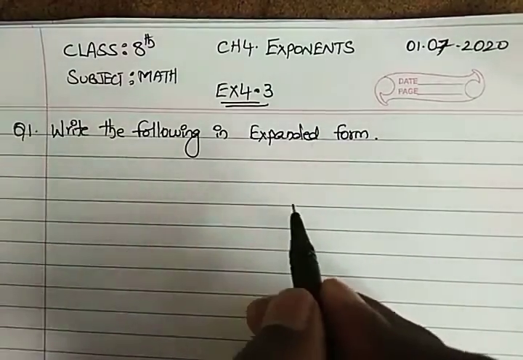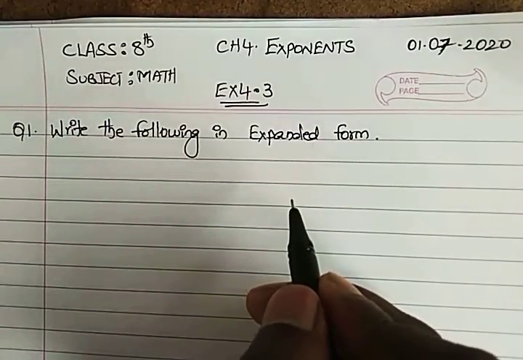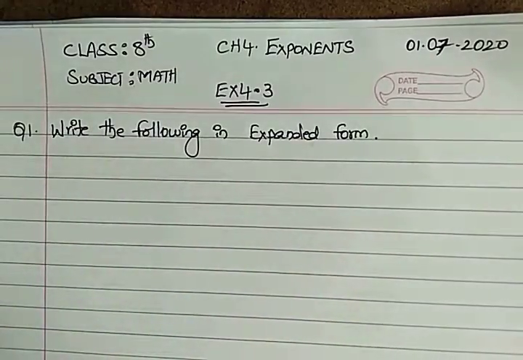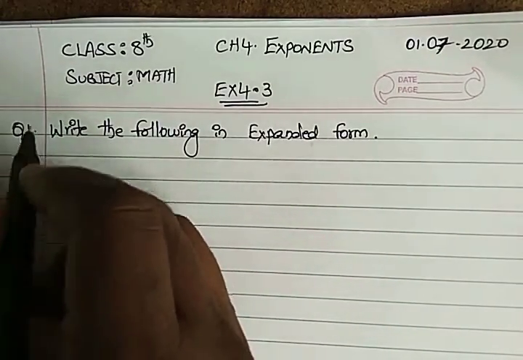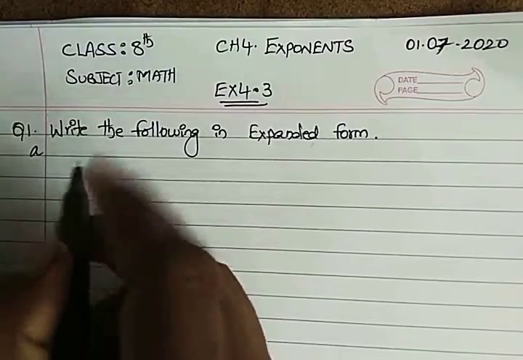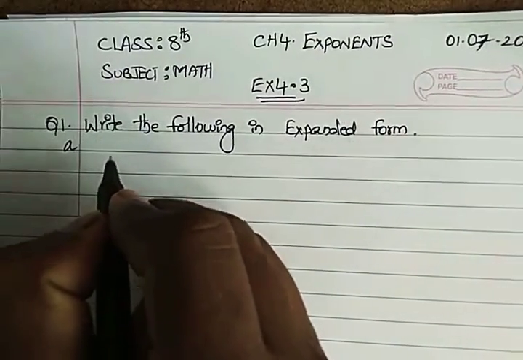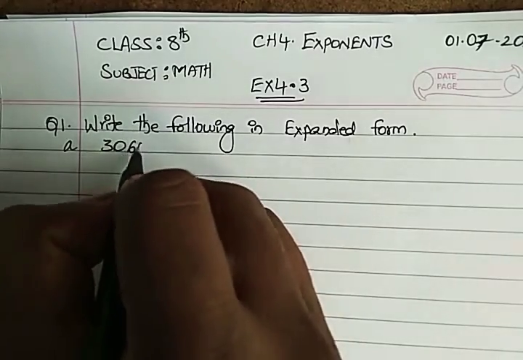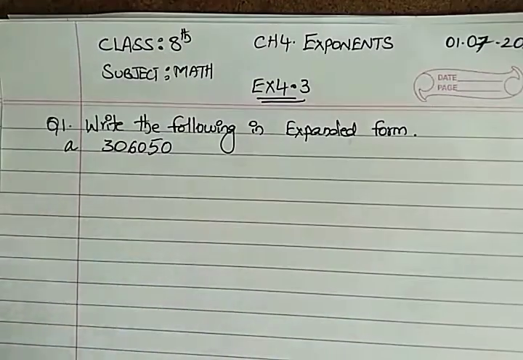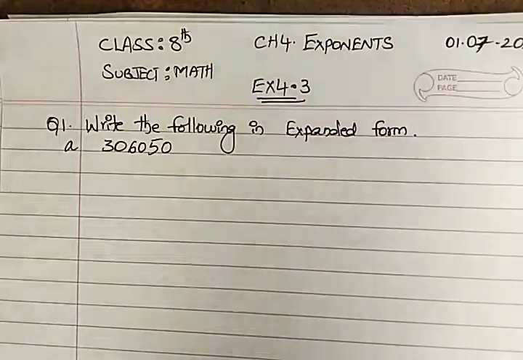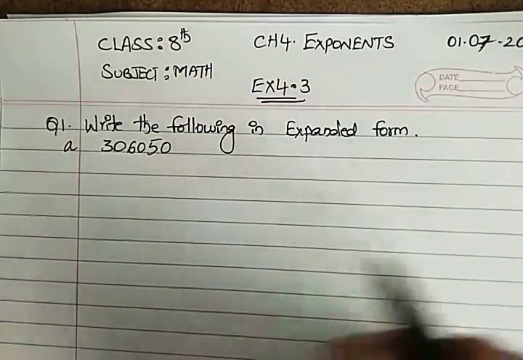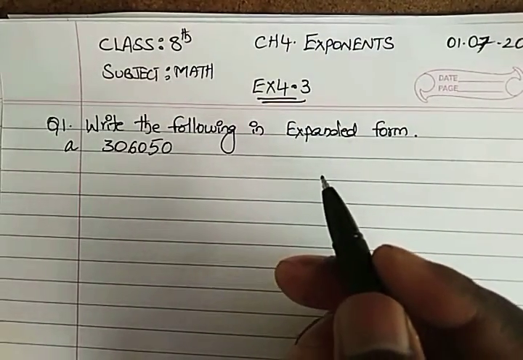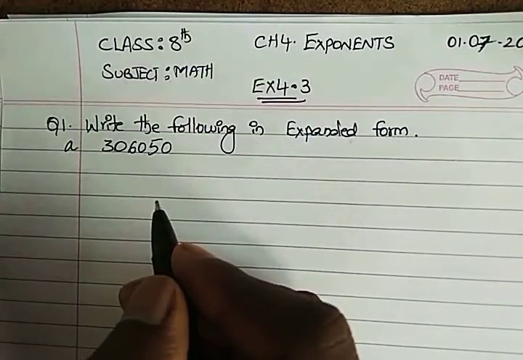Question number 1 from 4.3 is: write the following in expanded form. Question number 1, A. A1 is 30, 60, 50. So we know how to write the numbers. We have been studying this, even in the previous classes also, writing in the expanded form.